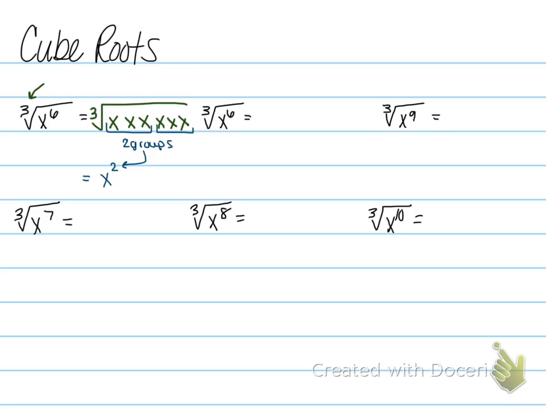We'll do this again with x to the 9th. For the cube root of x to the 9th, I'm going to write out x 9 times. Once again with cube roots, I deal with putting my x's into groups of 3. When I do this, I'll have 3 groups with nothing left over. So my answer is x to the 3rd.